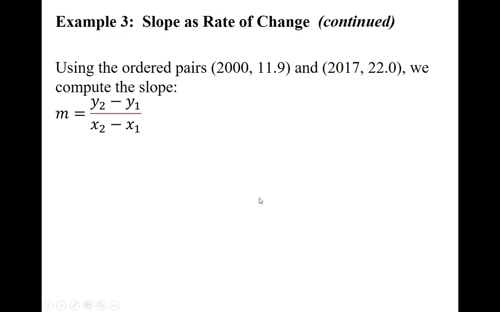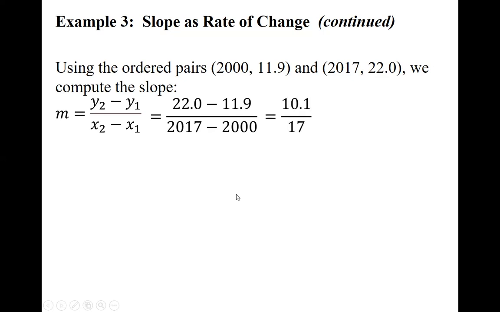So plugging these into the slope formula, 22.0 minus 11.9 all over 2017 minus 2000. That gives us 10.1 divided by 17, which is approximately 0.59.